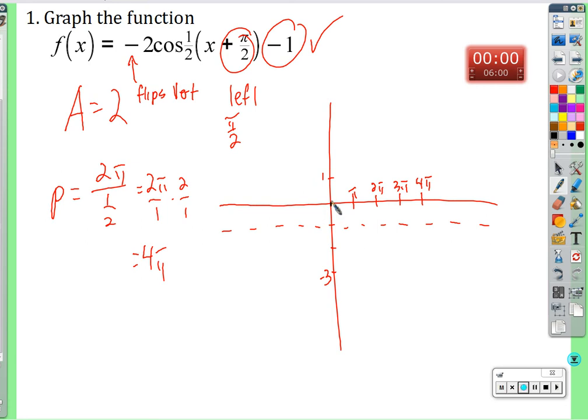You should know that these are some key positions here. We're going to shift all of those that I've marked off in black to the left pi over 2, right? So this one right here, I'm going to shift to the left pi over 2. Where would that put it? Okay, to start at 0, we shift to the left pi over 2. Negative pi over 2. So here's negative pi, here's negative pi over 2.